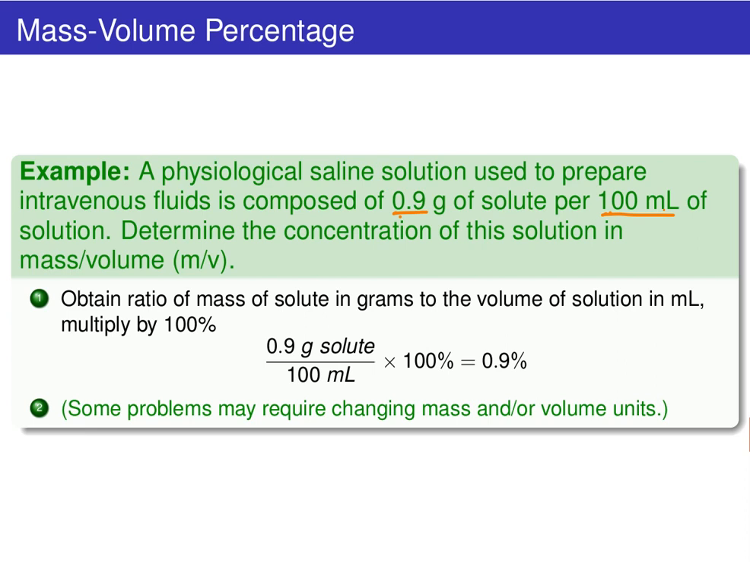To do this, we're going to obtain a ratio of mass of solute in grams to the volume of solution in milliliters. This is common practice here. We're going to express mass in grams and volume in milliliters, and then we are going to multiply by 100. So we can plug the given quantities in the problem in directly because they're already in grams and milliliters, and we will come up with a 0.9% solution, and you typically see a little m/v, mass volume.